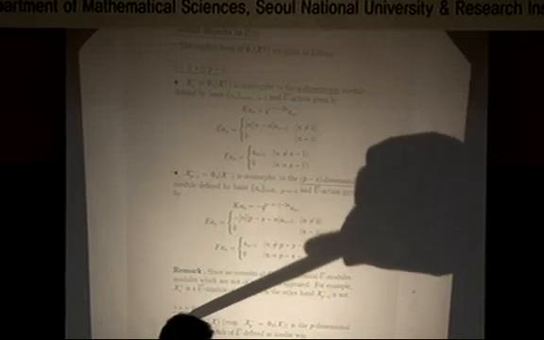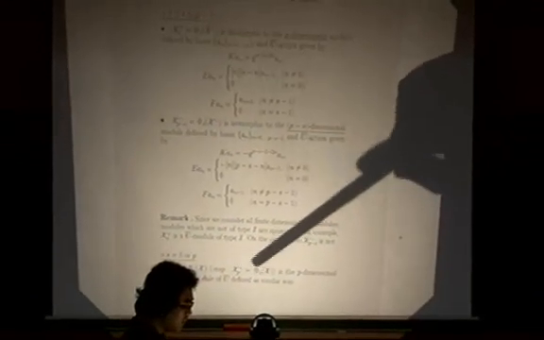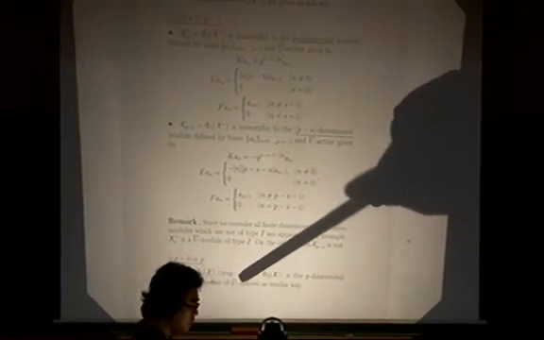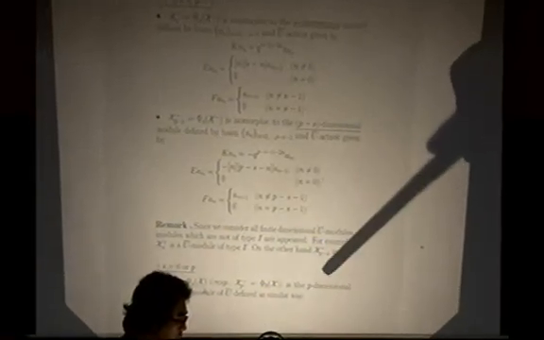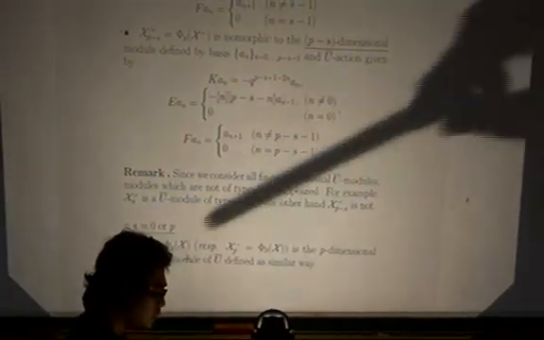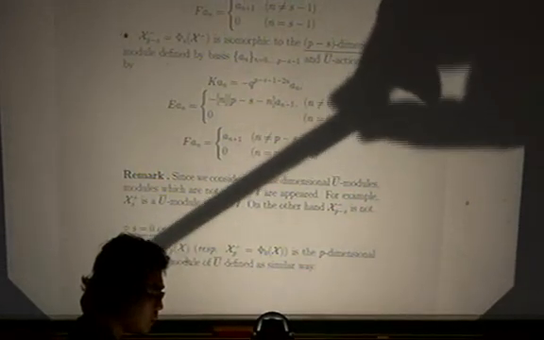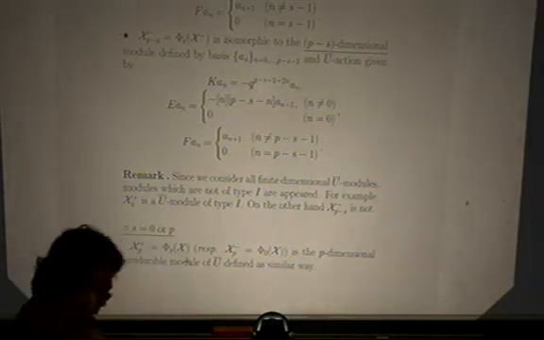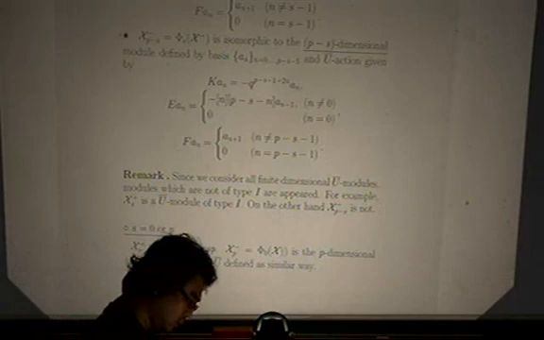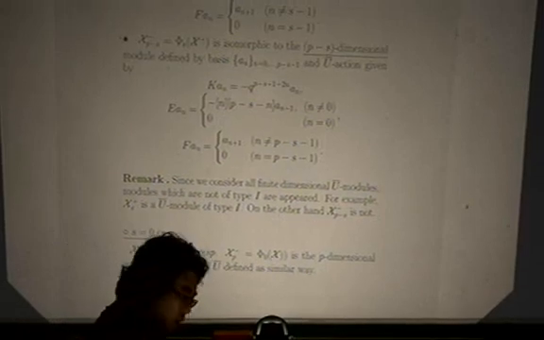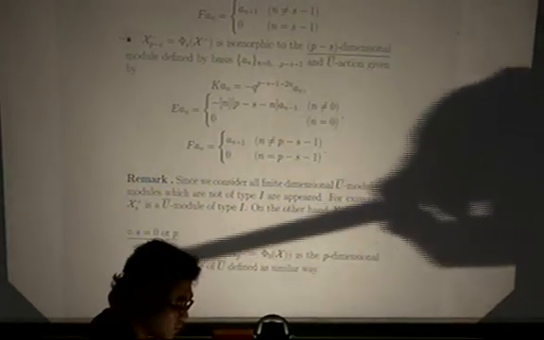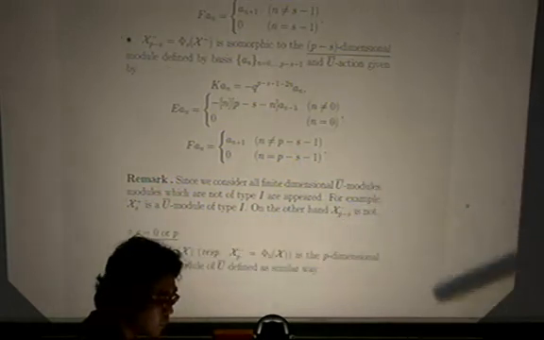And if S equals 0 or P, XP plus and XP minus both are P-dimensional irreducible modules of the restricted quantum group, defined in a similar way. Of course, XP plus is a module of type 1, but XP minus is not a module of type 1. So I mean, these indices mean the dimension of simple modules.